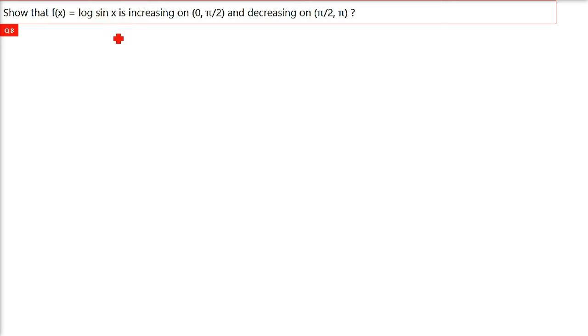Show that f(x) = log sin x is increasing in 0 to pi by 2 and decreasing on pi by 2 to pi. Again, 0 to 90 degrees and 90 degrees to 180 degrees we are talking about. So again I am making a number line, not the actual number line, just trying to show that this is 0, this is pi by 2, this is pi. Pi is basically 3.14, you know that. So we have 0, 90 degrees and 180 degrees. I have just made the number line to show you that we are talking about these intervals. So you have to show that in the first interval it is increasing and in the second interval it is decreasing.